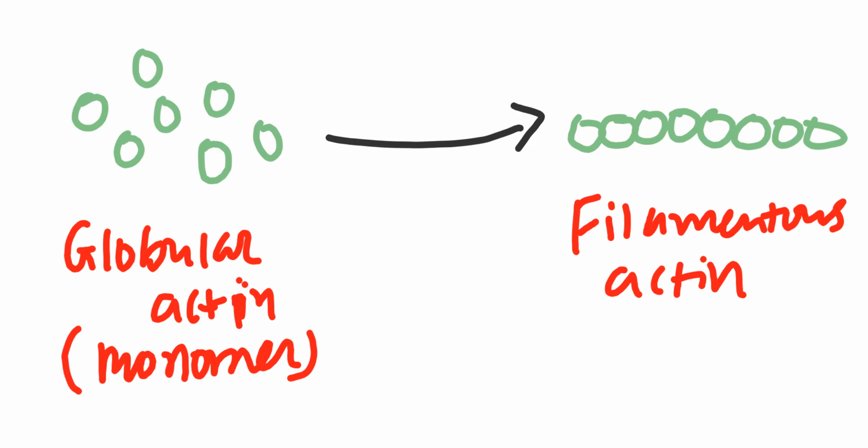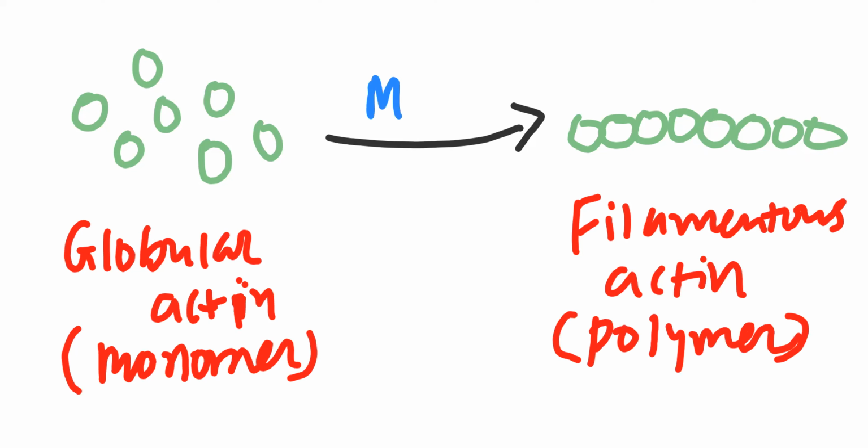So one is a globular actin, individual monomer units, and they can join with one another to turn into a polymer that is known as filamentous actin. And for this polymerization, the ions required are Mg2+ ions. Magnesium ions are needed for this polymerization. Tell me, is it clear up to this point?